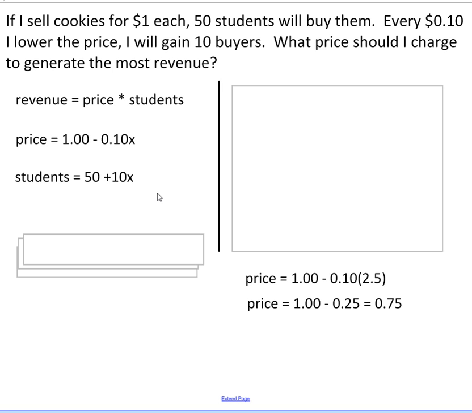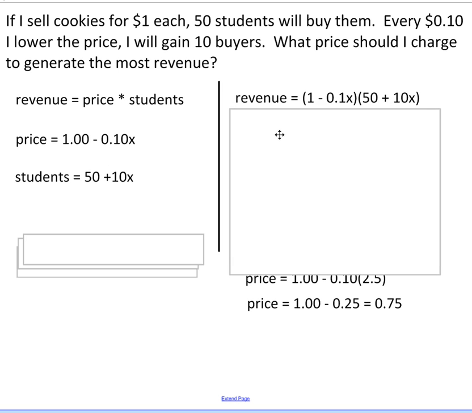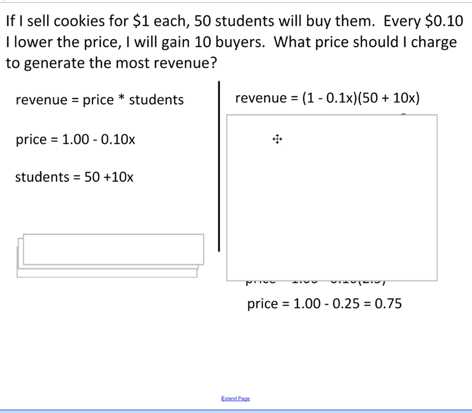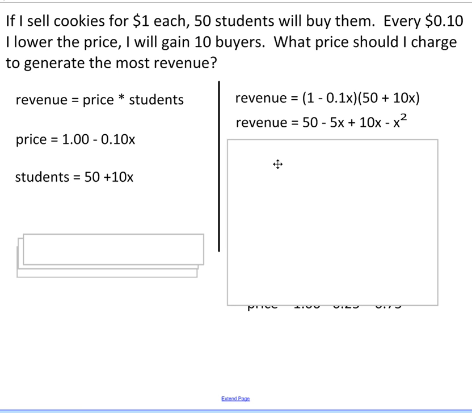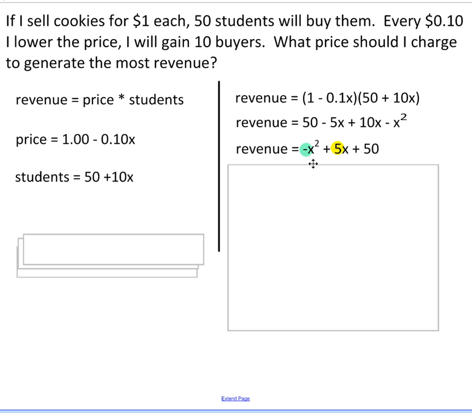Once you get the core components of this problem set up, it's just a matter of substituting in this value for price in this equation and this value for students in this equation. So that you're left with revenue equal to grouping 1 minus 0.1x times 50 plus 10x. Go ahead and expand that, FOIL that out, and you're left with 50 minus 5x plus 10x minus x squared, and that simplifies down to negative x squared plus 5x plus 50.